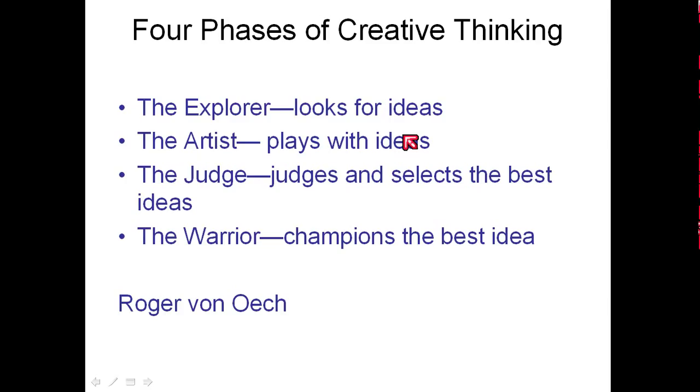There are four phases of creative thinking. The explorer, in the first stage, looks for ideas. Then the artist plays with the idea, you know. And then in the next phase, you become a judge. Then you select the best idea. And then finally, you become the warrior, the fourth phase. You champion the best ideas. You implement it.